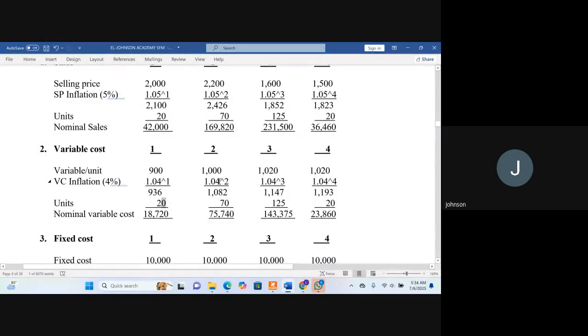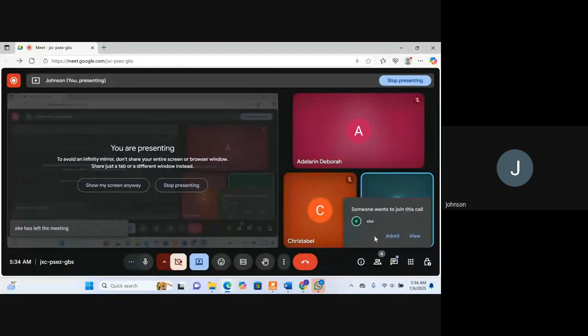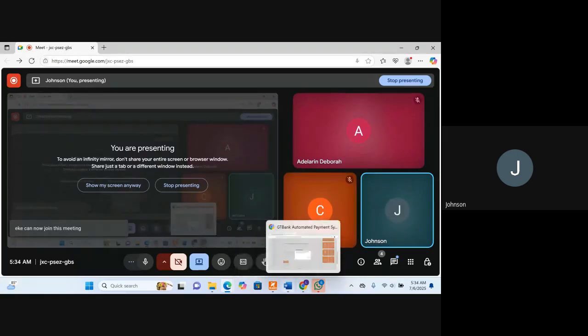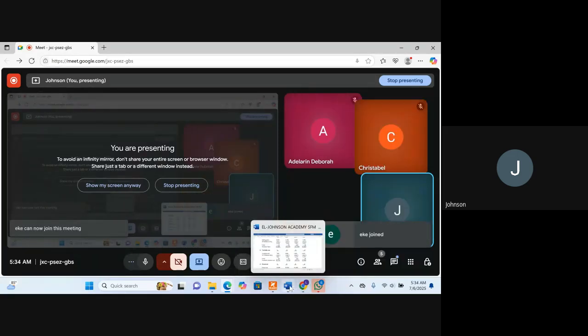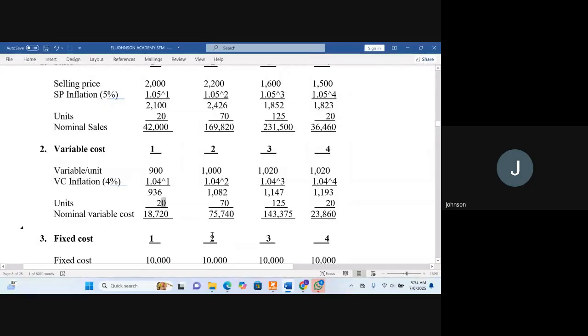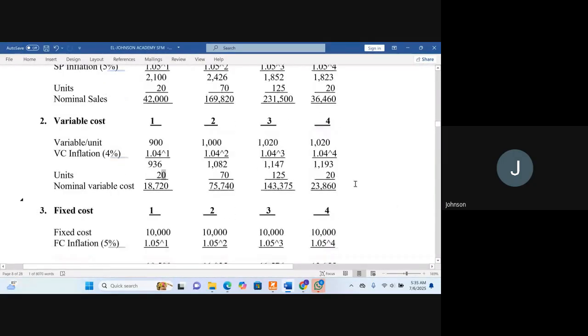You also do it for year 2. You inflate it by 4%, raising it to power 2, and get this amount. So we do that for year 1, year 2, year 3, and also for year 4.